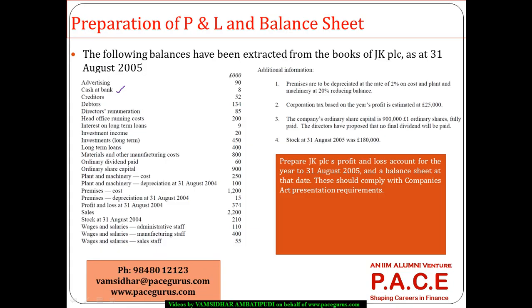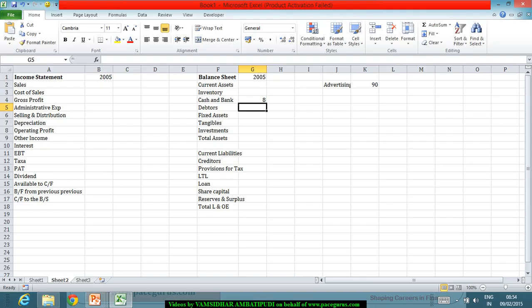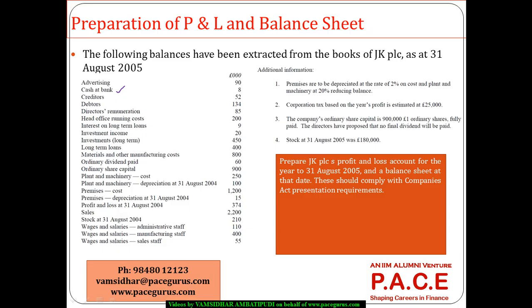Then creditors and debtors. Creditors is 52, debtors is 134. So I'm taking the creditors here, the debtors I'm taking as 134. So these two are also done. Right, it's better that we mark them.